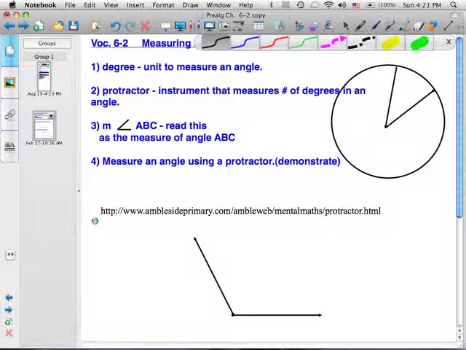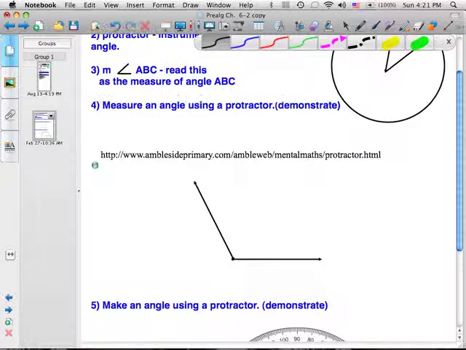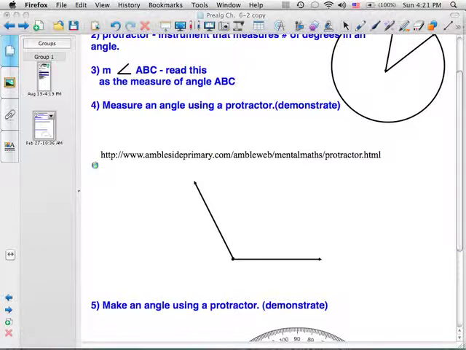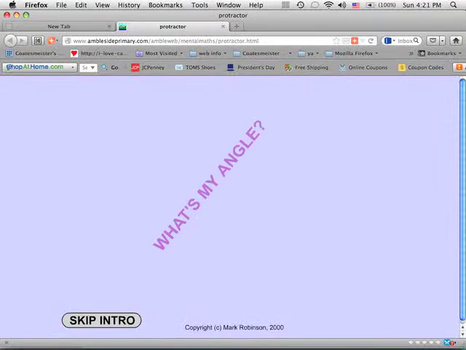When we see the M in front of the little angle symbol, it says the measure of angle ABC. So they want us to measure that angle. I'm going to show you this website. I think I also have it on my web page too that you can practice, as well as IXL.